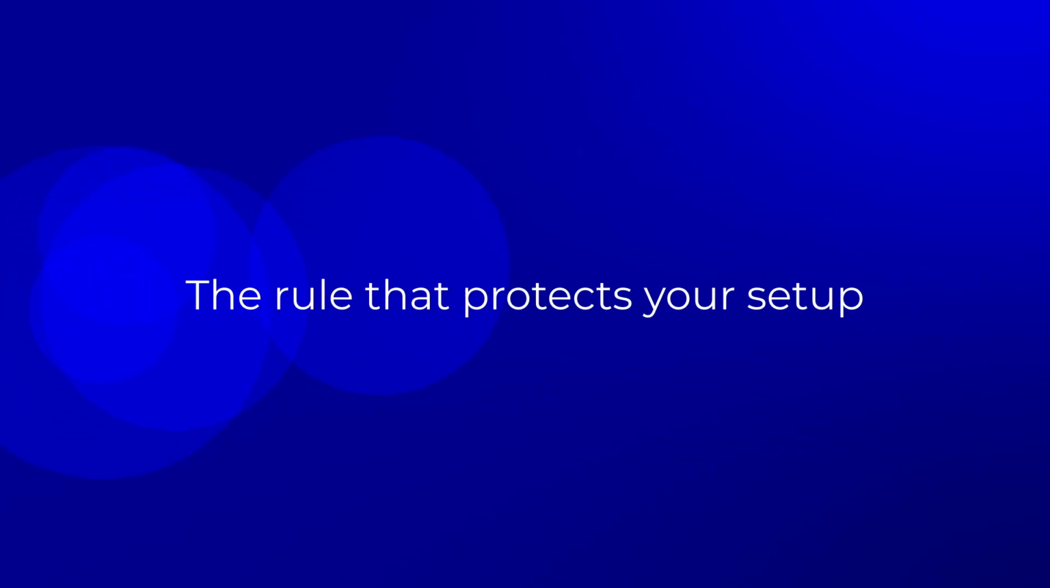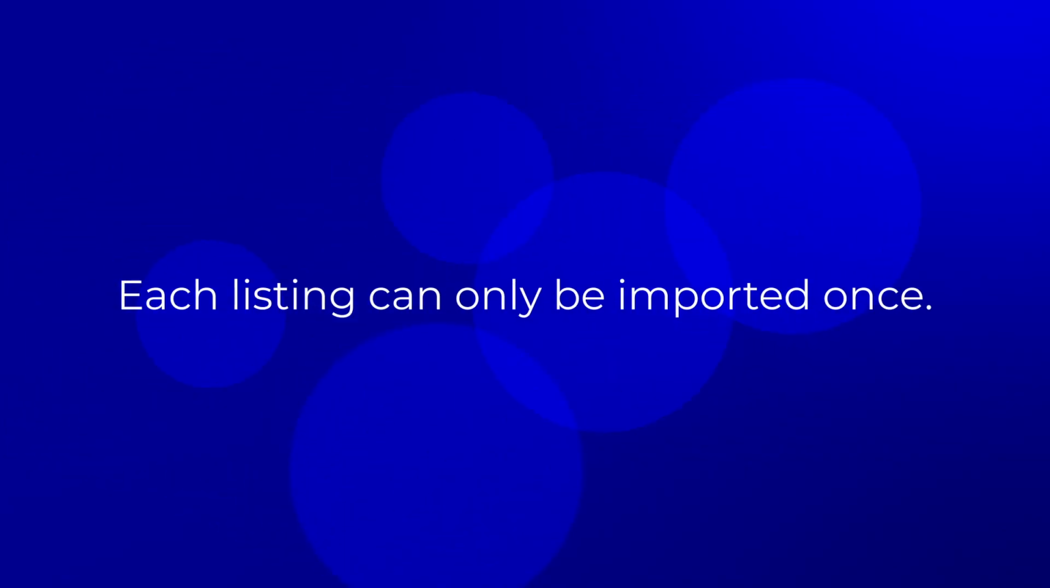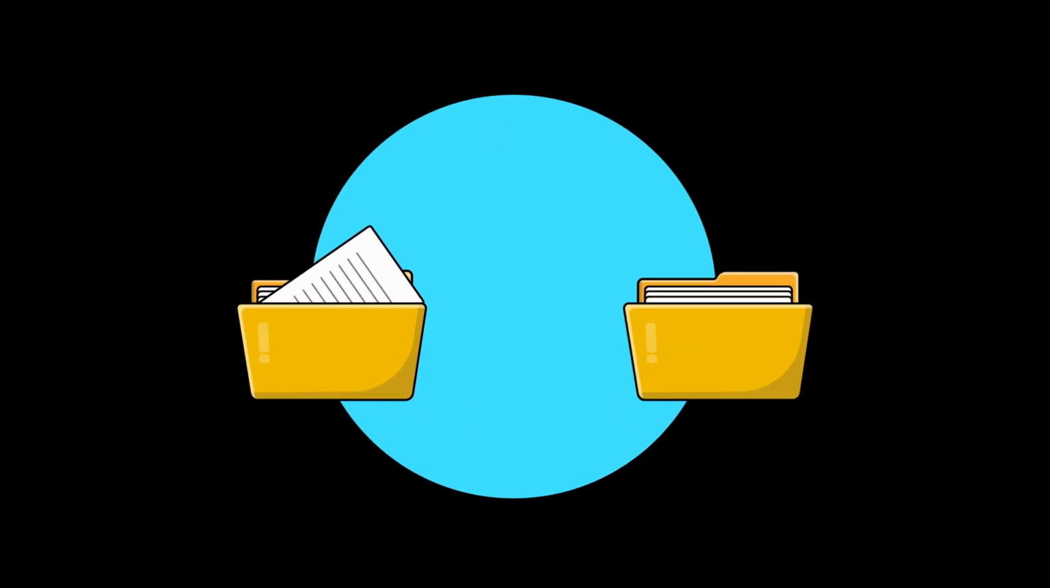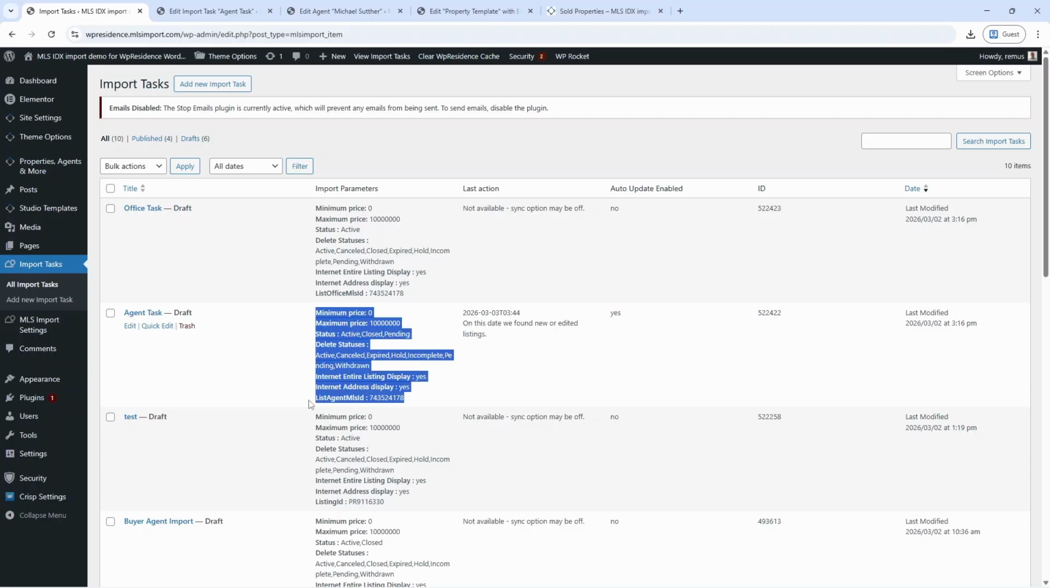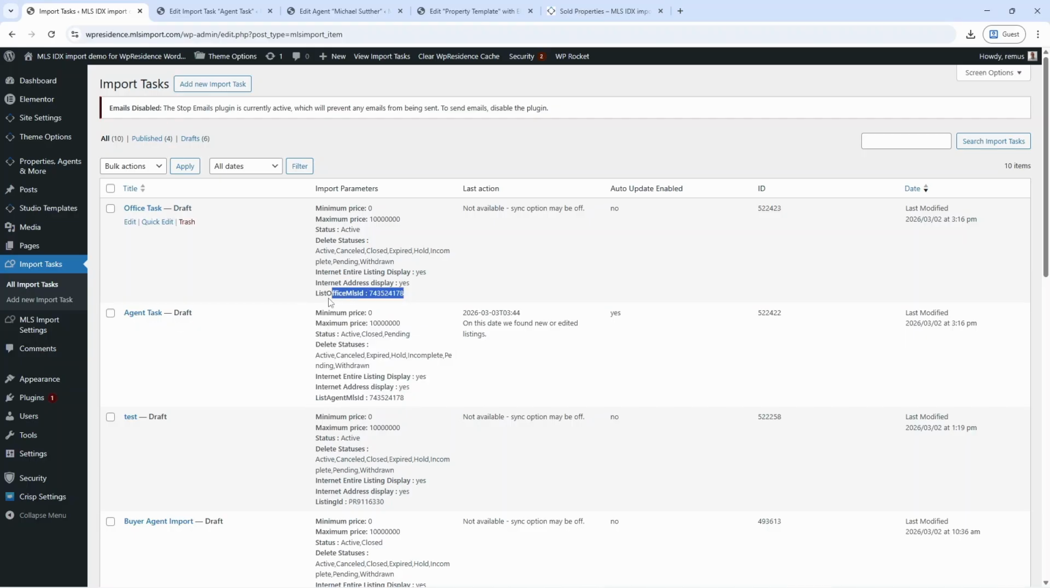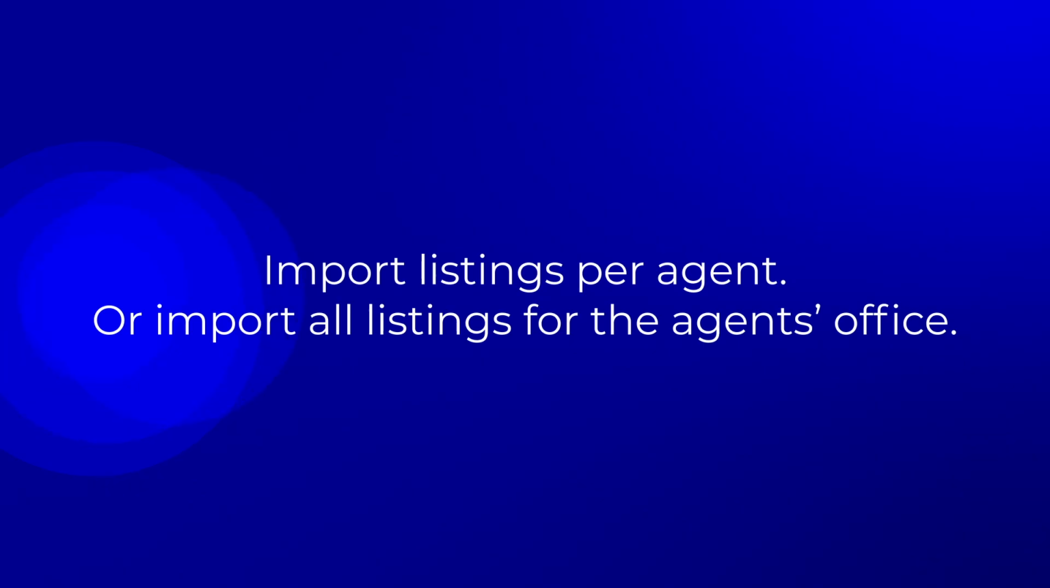Now, the functionality that protects your setup. Each listing can only be imported once. Avoid overlapping tasks that pull the same listing twice. For the same inventory, choose one structure, either agent level or office level. Do not run both for the same set of listings.